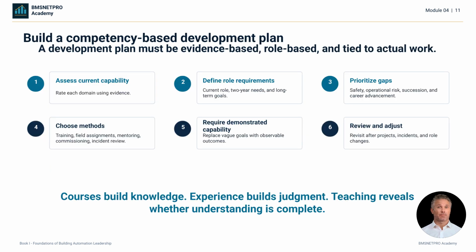A development plan begins with a current capability assessment. It defines role requirements, prioritizes gaps, chooses development methods, requires demonstrated capability, and reviews progress. The methods should be mixed: formal education, vendor-neutral technical training, manufacturer training, field assignments, mentoring, commissioning participation, incident investigation, design review, professional reading, and teaching others. Courses build knowledge, experience builds judgment, teaching reveals whether understanding is complete.